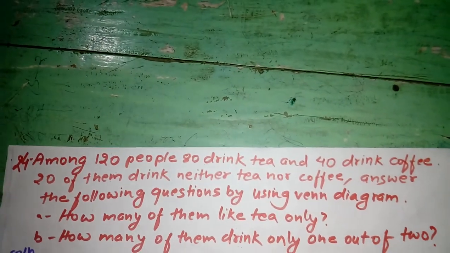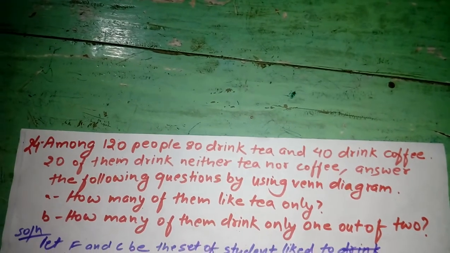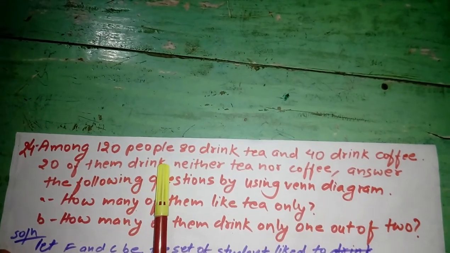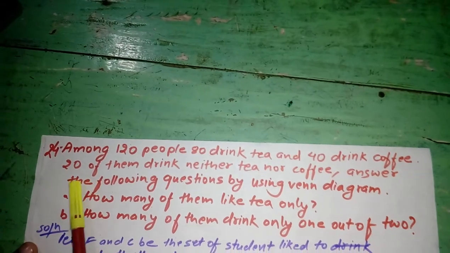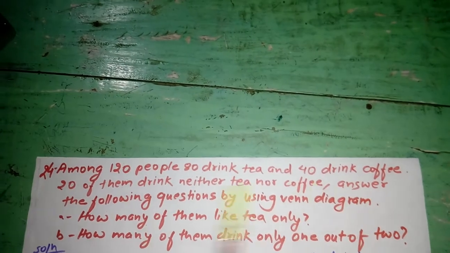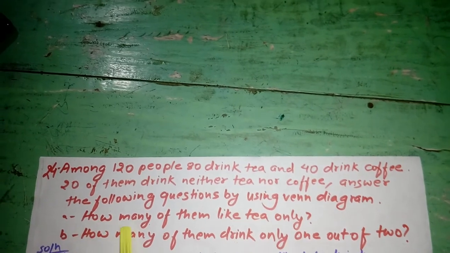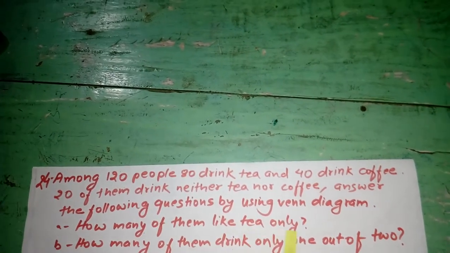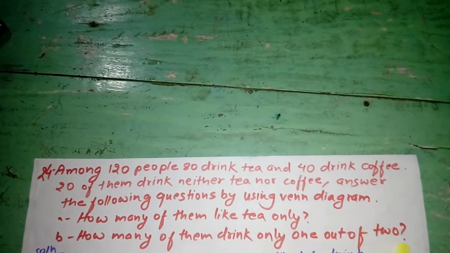Okay. Now here again, question number 24 is given. Among 120 people, 80 drink tea and 40 drink coffee. 20 of them drink neither tea nor coffee. Answer the following questions by using a Venn diagram. A. How many of them like tea only? B. How many of them drink only one out of the two?